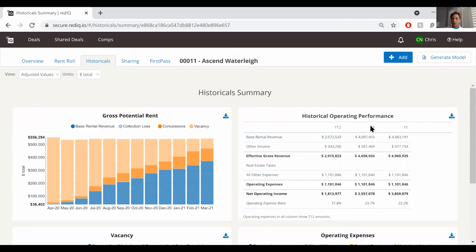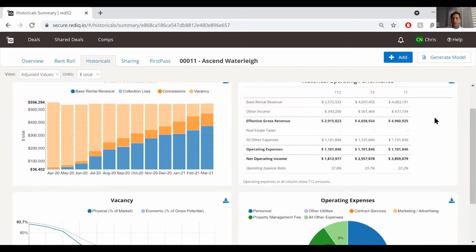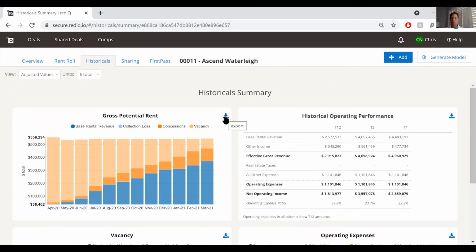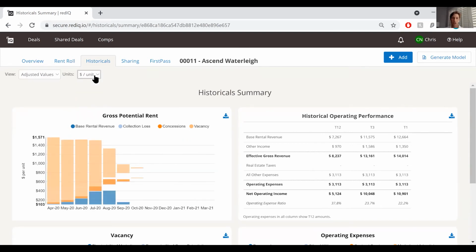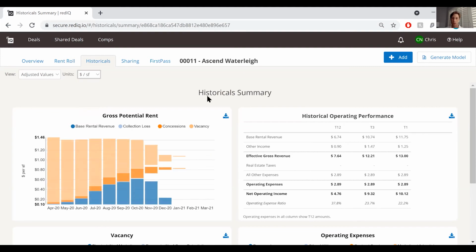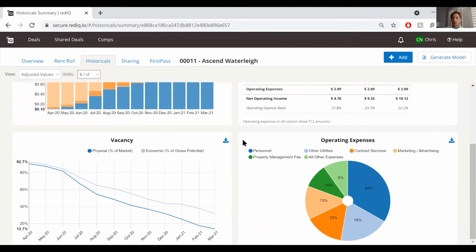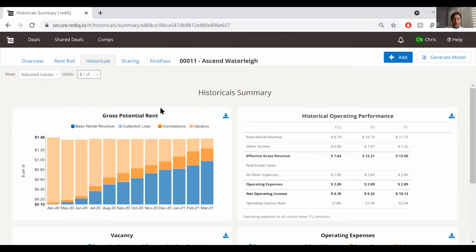It gives you the T12, T3, T1, as Brandon mentioned. And you can actually export these to Excel sheets if you want. So it's very hands-on. You can adjust the numbers yourselves, or go to the original numbers. Units per dollar, per square foot. So it's very interactive. There's a ton of information here, more than you probably need. It shows the vacancy per month, the physical versus economic, and where your expenses mostly come from in a chart right here.